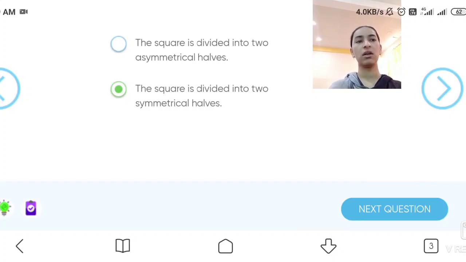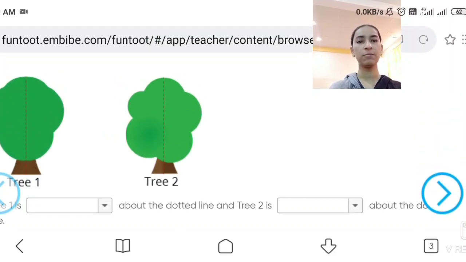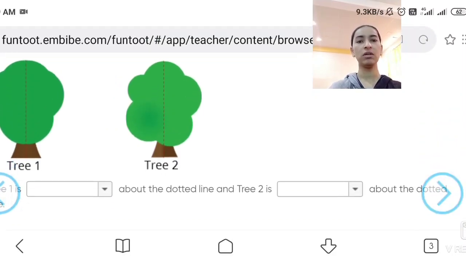Okay students, now see the third question. The third question is like this. 2 trees are given.